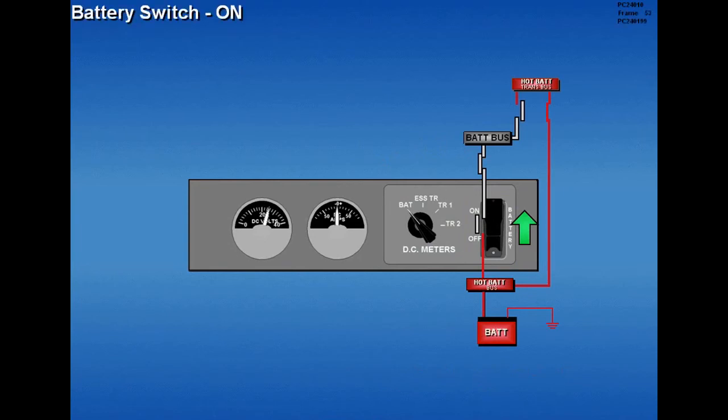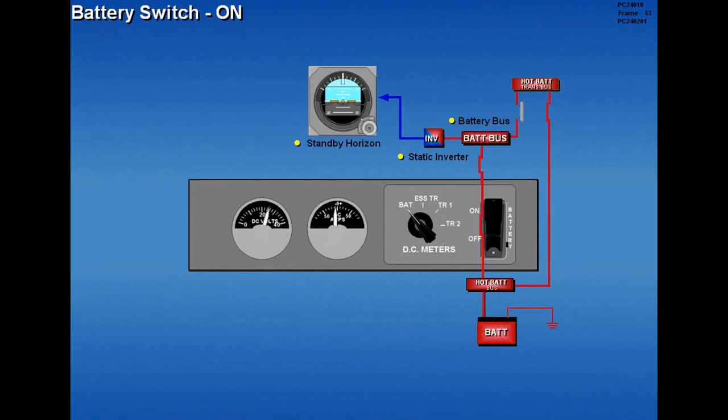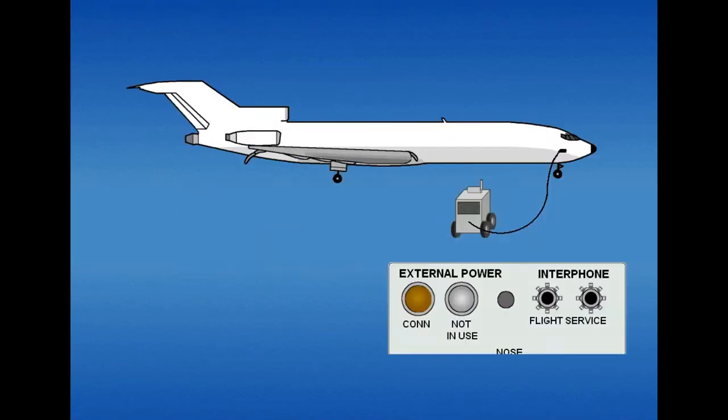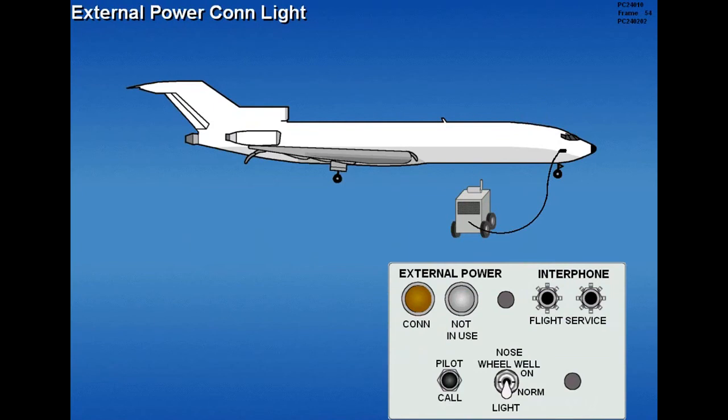Moving the battery switch to the guarded on position applies battery power to the battery bus, the static inverter, and the standby horizon. When external power is connected to the aircraft, the external power connected light illuminates on the external power panel. The external power not in use light illuminates when external power is connected but not being used to power the aircraft.